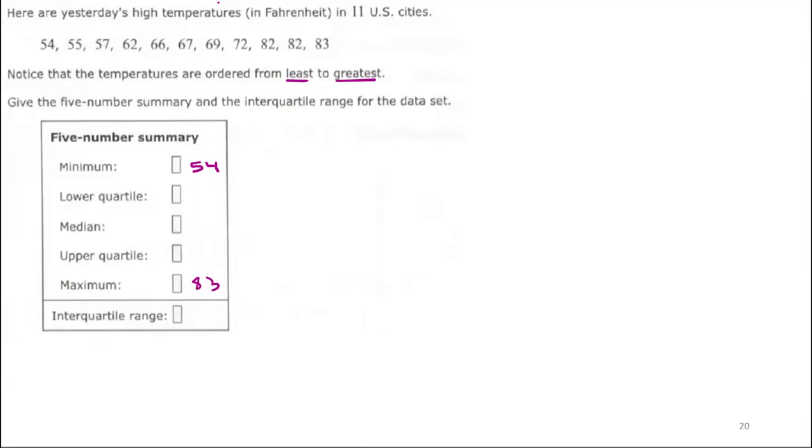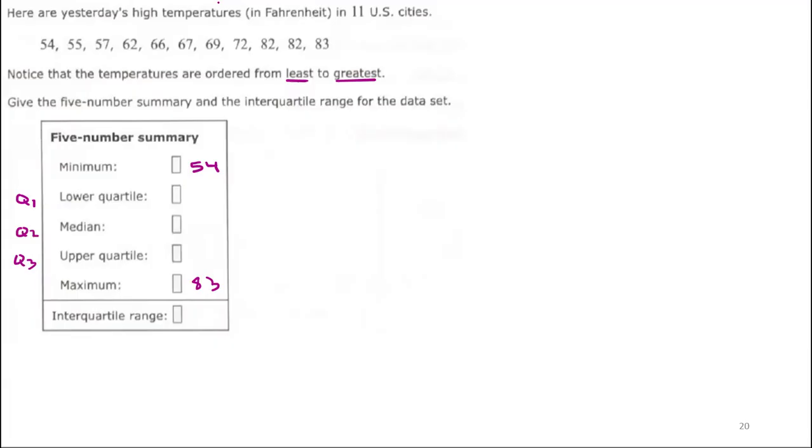Okay. All right. So now let's talk a little bit about this lower quartile, median, upper quartile. Another way to write or say lower quartile is Q1. Another way to write median is Q2. Another way to write the upper quartile is Q3. And I'll explain what that means later.